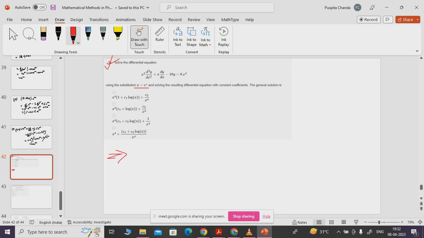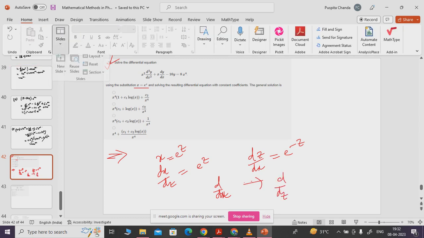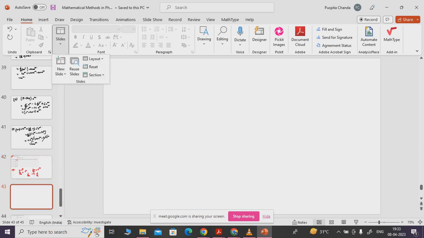So the trick is that you need to assume x is equal to e to the power z. So dx by dz is equal to e to the power z, so dz by dx is e to the power minus z. Here the operator is d by dx. We need to convert the operator to d by dz. Our main motto is to convert d by dx to d by dz. How can we do that?